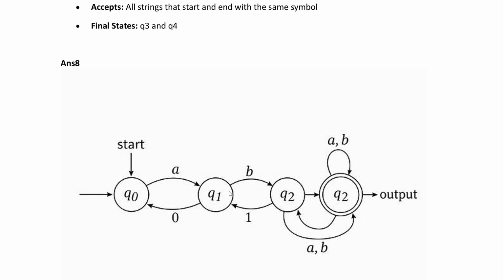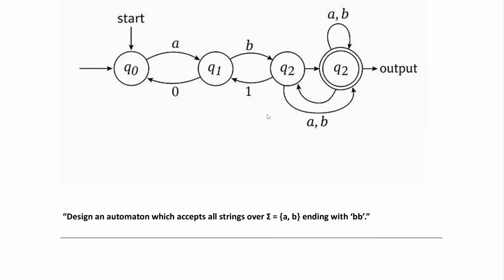So you can see Q2 is the final state, and here we are having the transition B. So B, and again we are applying B here. See the hovering of the mouse, this B and this B, right? Again this B. So ending with BB. So this is the transition diagram for the given question.